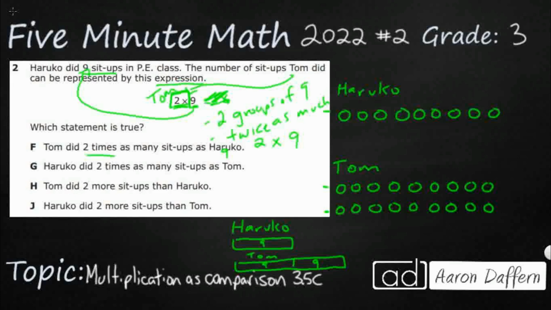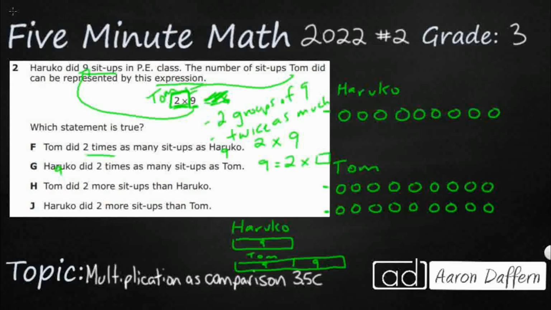Remember Haruko's the one that did 9. Haruko did 2 times as many sit-ups as Tom. So 9 equals 2 times an unknown. That's really what that looks like. This 9 is going to equal 2 times as much as Tom did, but Tom is supposed to have done 2 times as many as Haruko, so that doesn't make much sense.